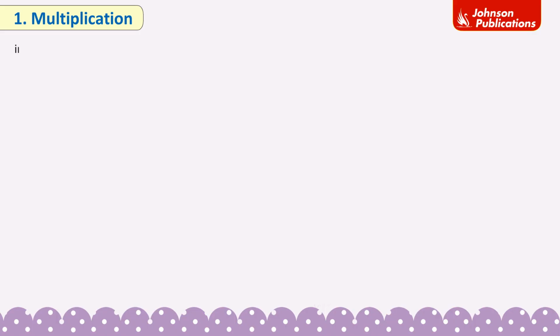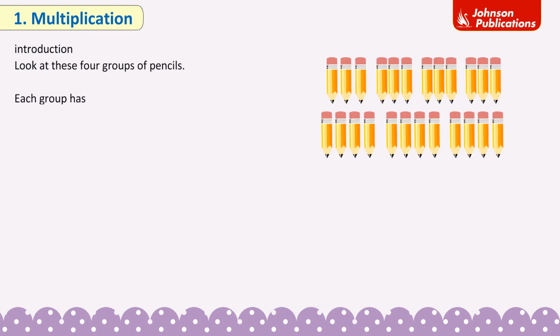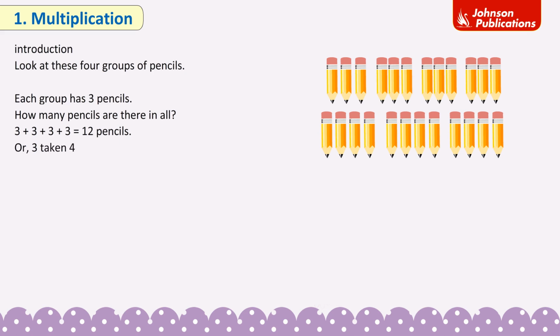Multiplication. Introduction. Look at these 4 groups of pencils. Each group has 3 pencils. How many pencils are there in all? 3 plus 3 plus 3 plus 3 equals 12 pencils, or 3 taken 4 times makes 12.